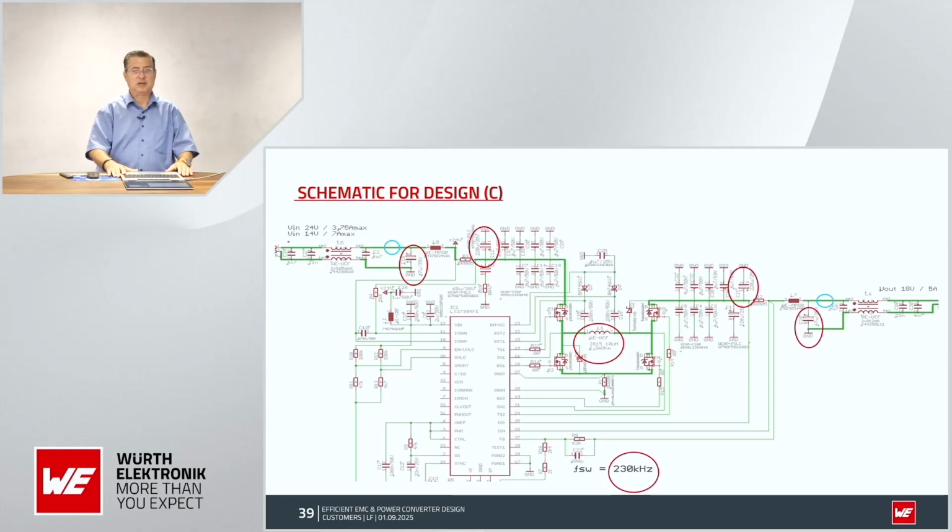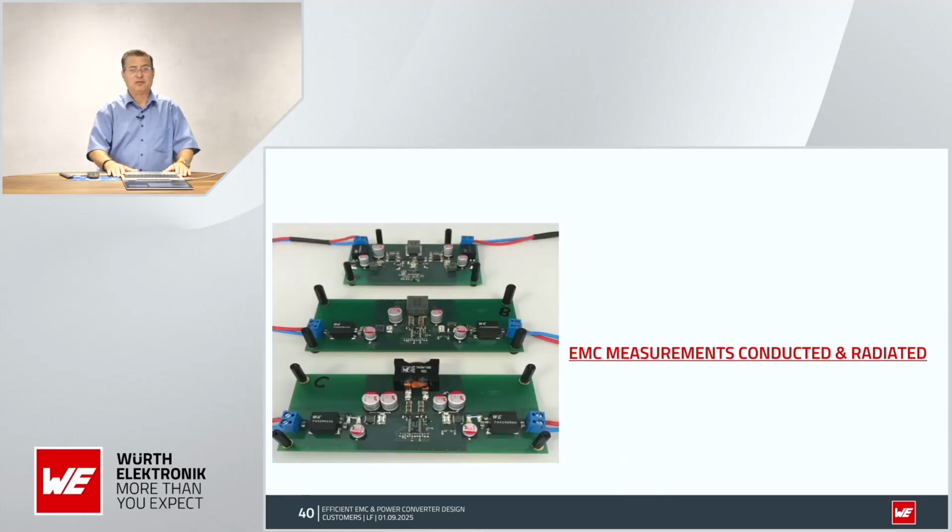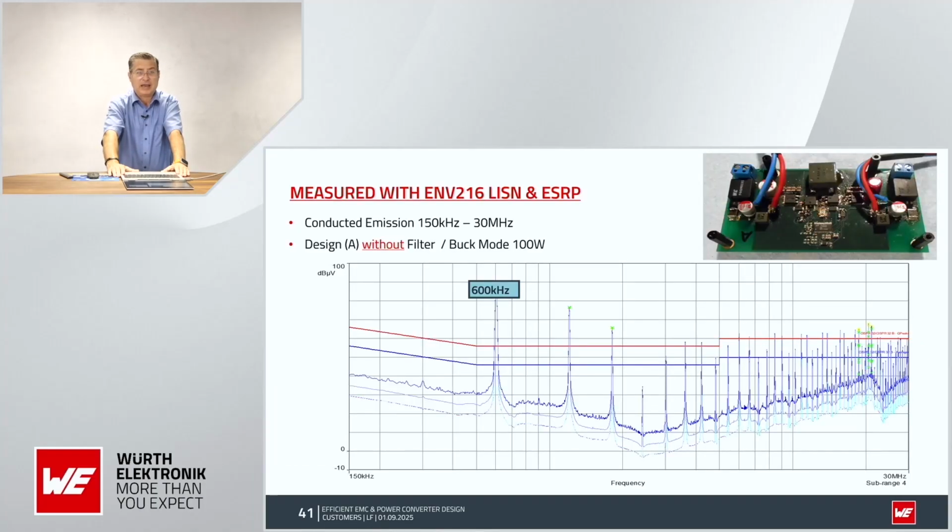You can see, skipping the inductance on output and input, putting a lot of input capacity and a lot of output capacity, more than enough, looks excellent. Now we have all 3 boards made, and then we go to the EMC lab because the EMC lab will decide which design is the best. First of all, we start with design A without filter. You can see here it is directly connected to the wires, with no filter input and no filter output, and the 600 kilohertz makes a lot of noise.